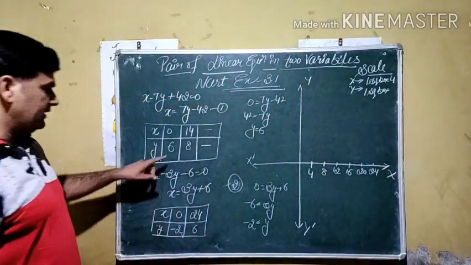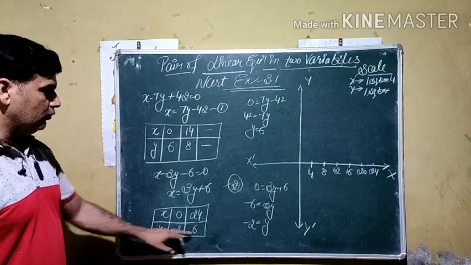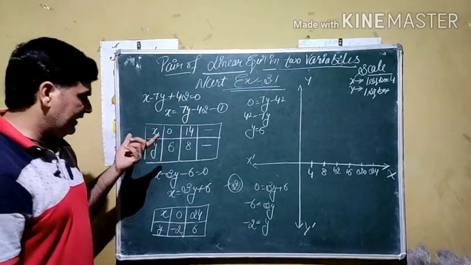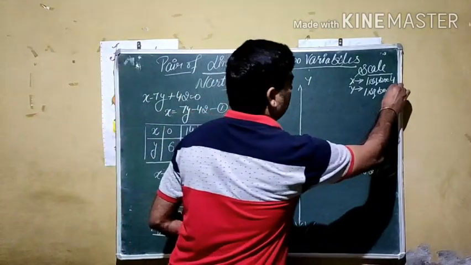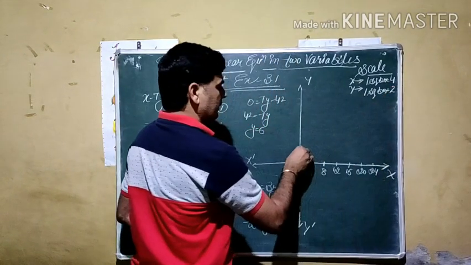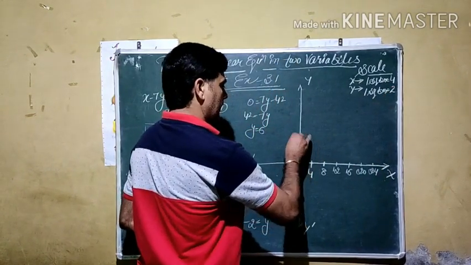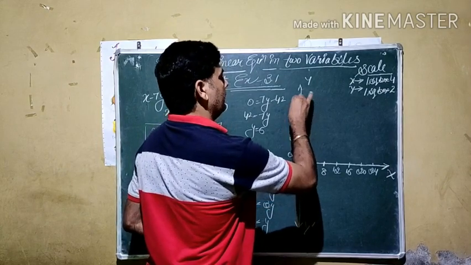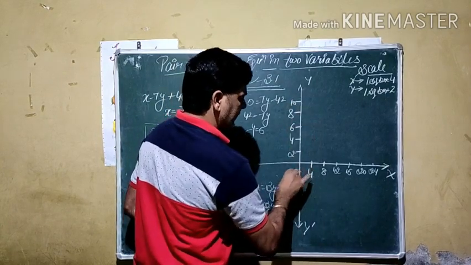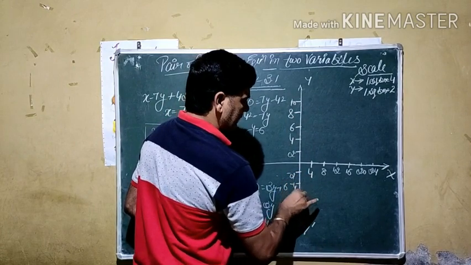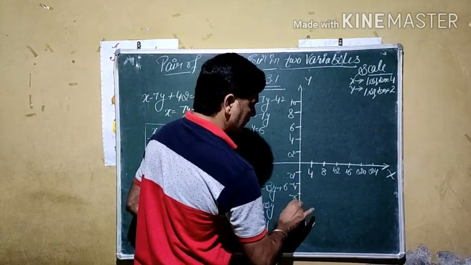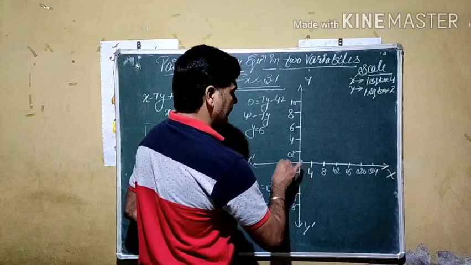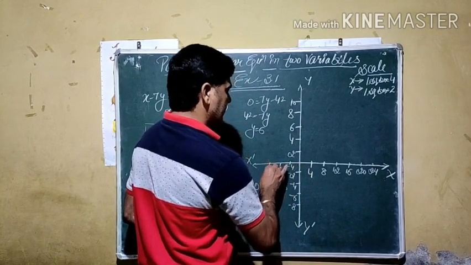On the y-axis, we see 6, 8, minus 2, 6, meaning all are in the table of 2. So we are taking the table of 2 here. It means on the y-axis, one scale box is equal to 2 units: 2, 4, 6, 8, 10. On the negative side, minus 2, minus 4, minus 6, minus 8. Same here, minus 4, minus 8, minus 12.